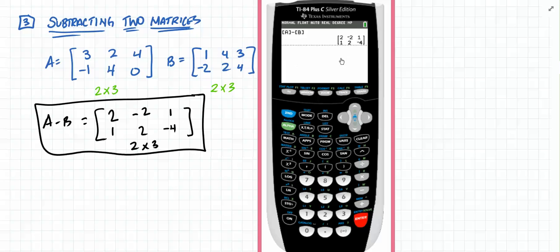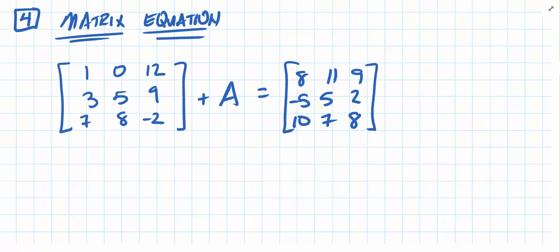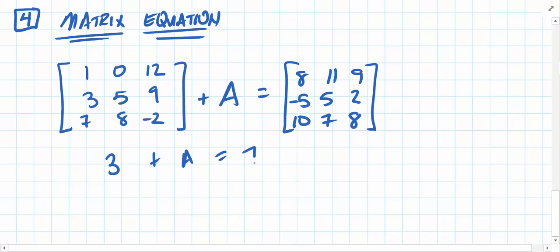All right, this particular section also introduces the idea of a matrix equation. And it's solved exactly the way you would normally think it would be solved. So as an example, if I gave you some number plus A equaled some different number, what would you do to solve this little simple equation? You would just subtract. You would subtract 3 from the 7, right? Well, you do the exact same thing with matrix operations.